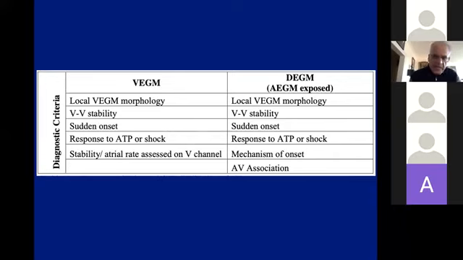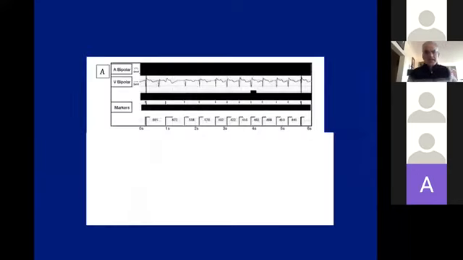So the results were, this is an example. This is a dual chamber device. We have the atrial channel covered, and you just have ventricular electrograms. Actually, this is bipolar, so this is a local EGM. And then we have markers. Let's see if we can interpret that.